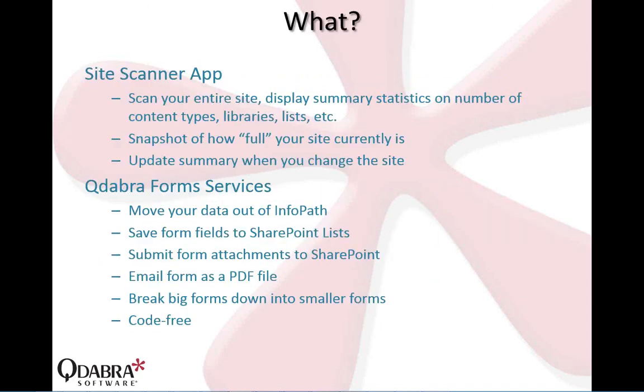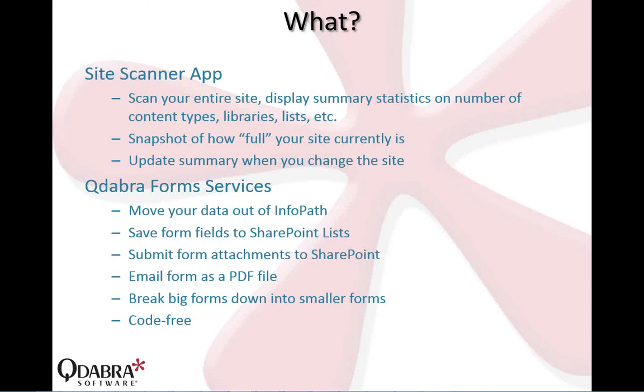Okay, so what will I be showing you today? I will be showing you the Site Scanner app, which allows you to very quickly scan your entire SharePoint site and display summary statistics on the number of different InfoPath content types that you have, the number of different libraries that contain forms or don't contain forms, the number of lists that contain forms. You can also save InfoPath forms to lists, and the number and different types of forms that you have in all of these basically different container structures on your site.